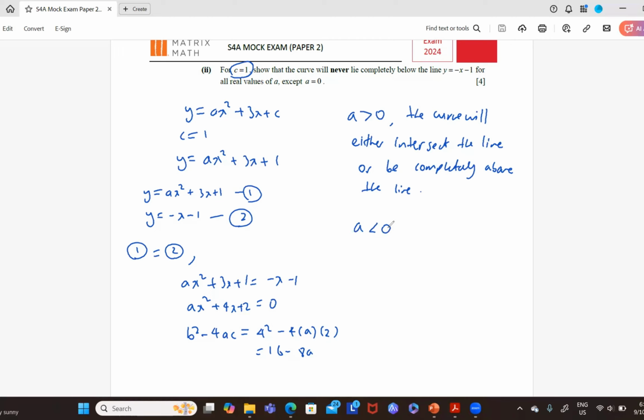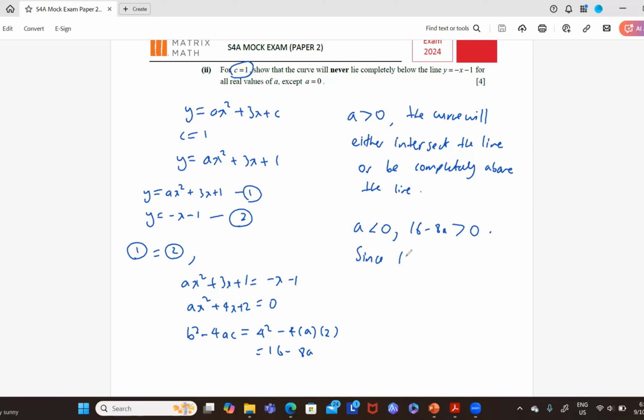Now let's observe what happens when A is less than 0. So starting with -1, -2, -3, -4. So for values where A is less than 0, the -8A will become positive, negative times negative, right? Which means the discriminant will always be positive. So when A is less than 0, 16 minus 8A will always be more than 0.